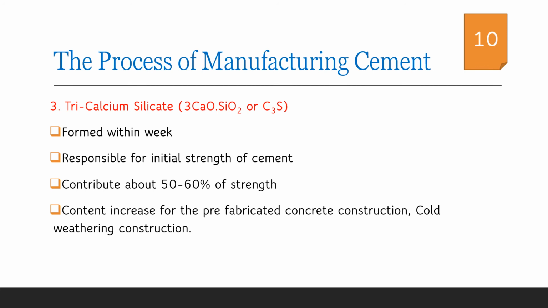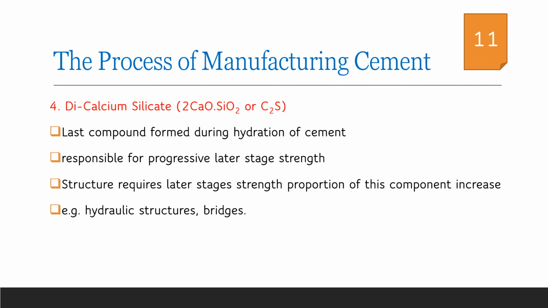The last component of the cement is dicalcium silicate with chemical formula 2CaO·SiO2. It is represented as C2S. It is the last compound that is formed during hydration of cement and is responsible for the progressive later age strength of cement paste. The structure that requires later age strength can adopt cement containing more amount of C2S. Such structures are hydraulic structures, bridges, etc.